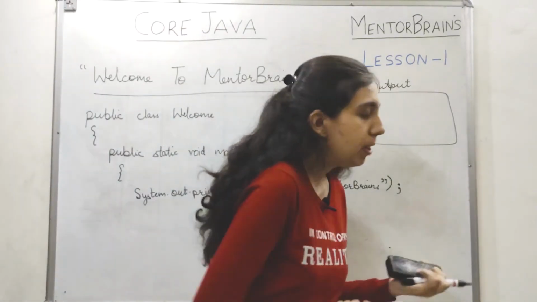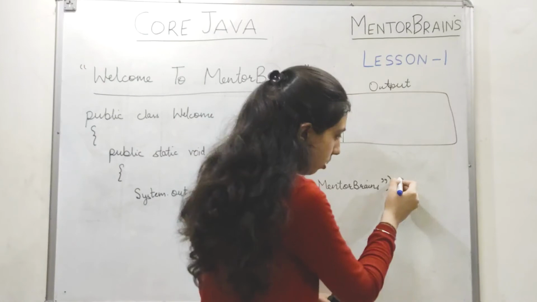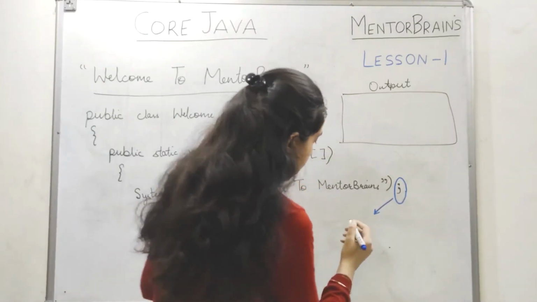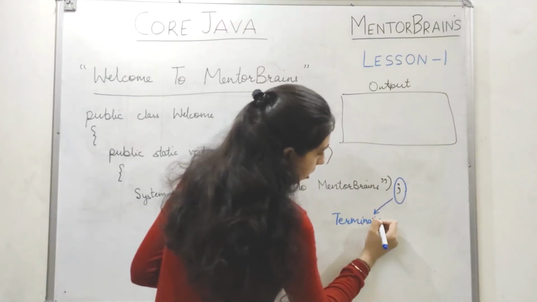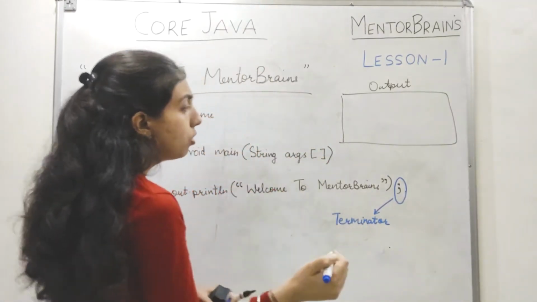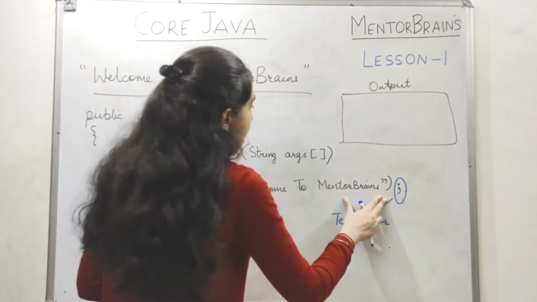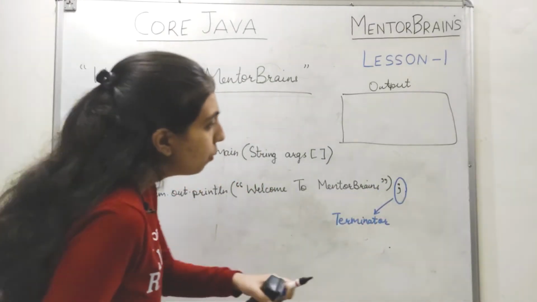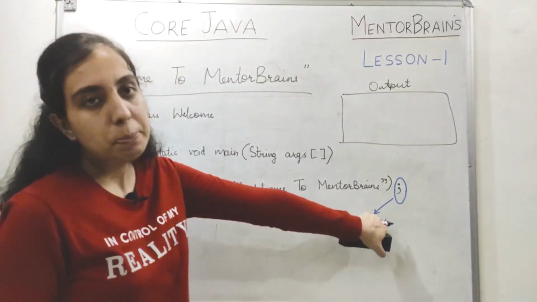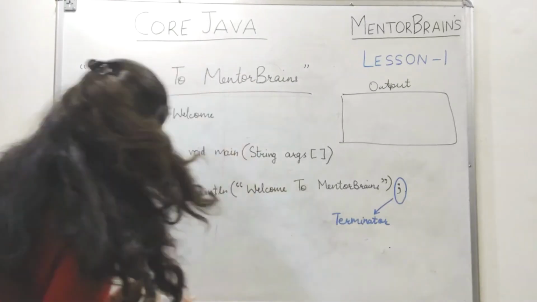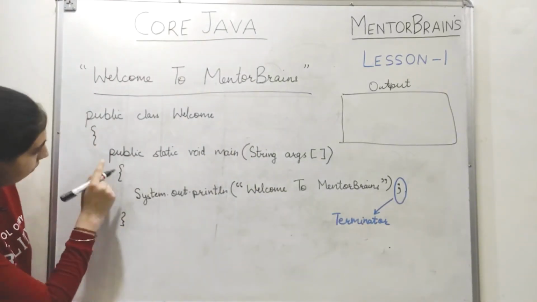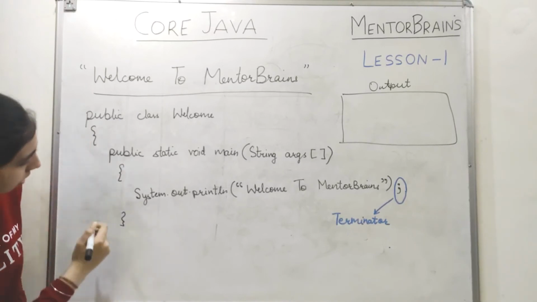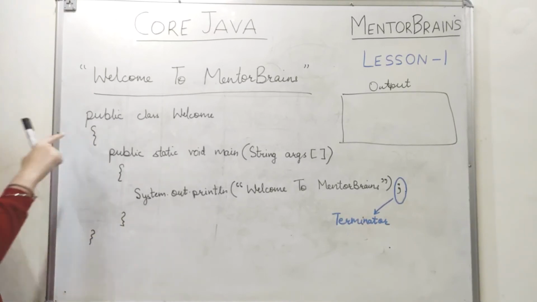And please note one thing, that this semicolon is very important in Java. It is a terminator, or it tells us when a statement ends in Java. It is going to be used highly in Java, and it is very important because if you don't write it, an error will pop up on your screen. So I'm closing the braces for this block and closing the braces for this block.